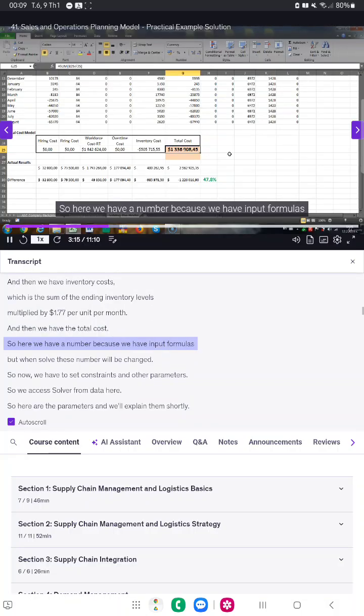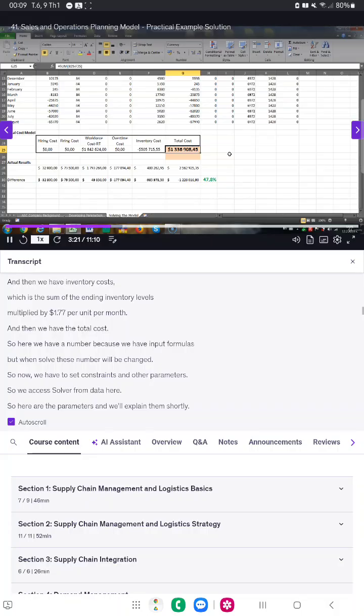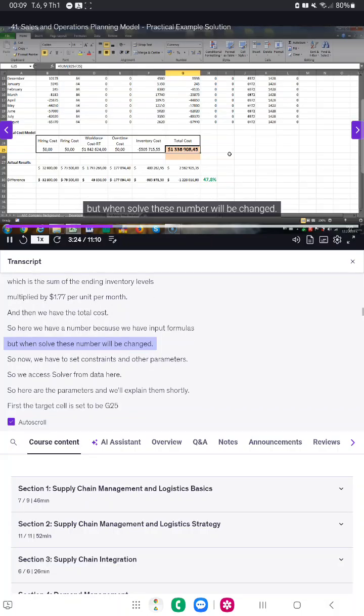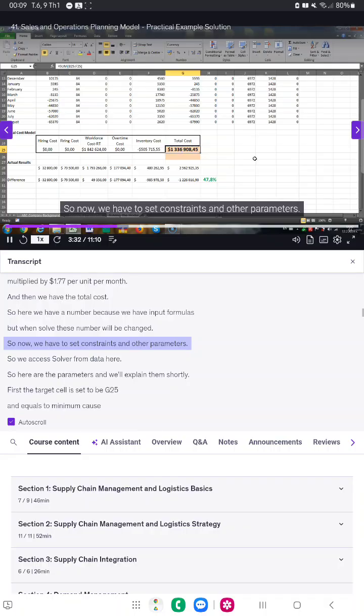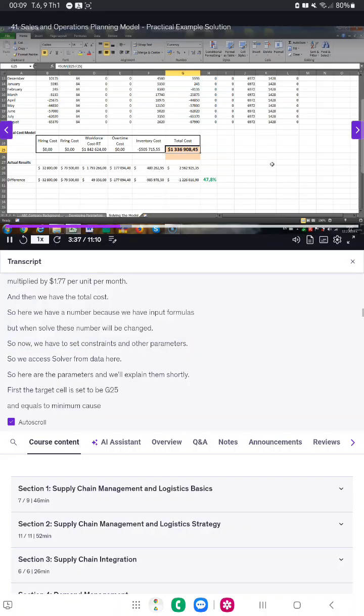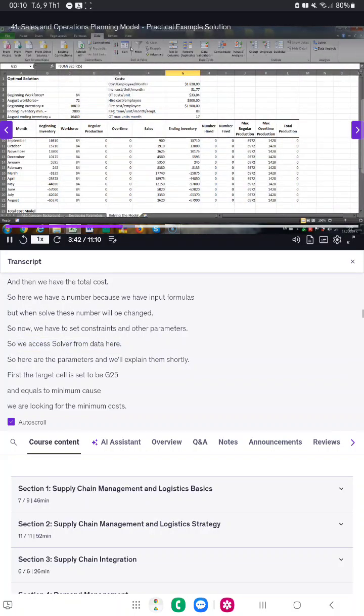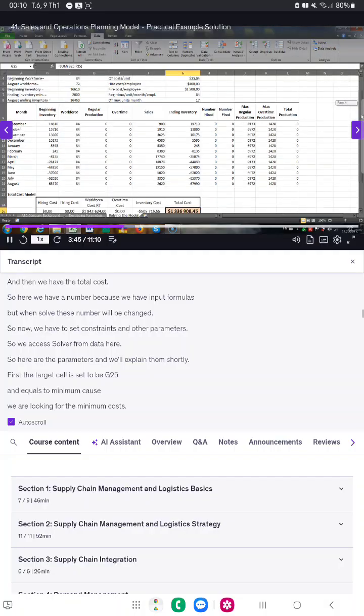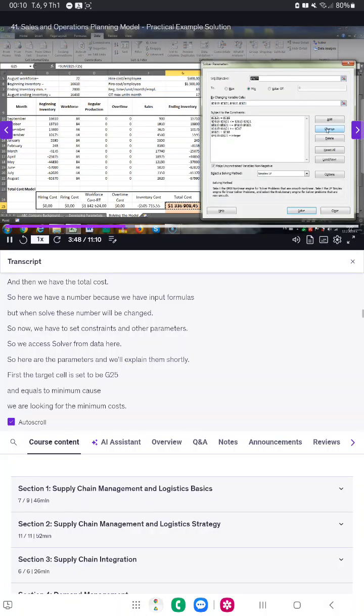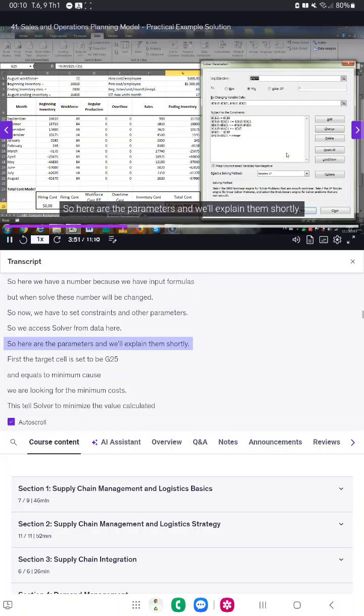So here we have a number because we have input formulas, but when we solve, this number will be changed. So now we have to set constraints and other parameters. So we access Solver from Data here. So here are the parameters, and we will explain them shortly.